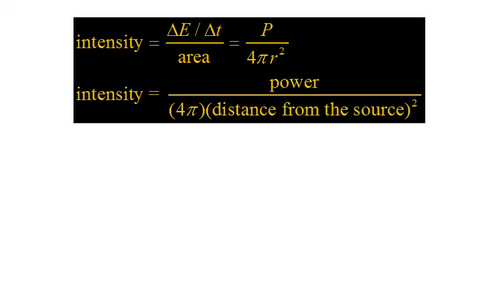So we take that power divided by 4 pi r squared, where r is the distance from the source, and power is in watts. And so we end up getting intensity in watts per meter squared. This E over T represents energy in a period of time. That's just how much energy is pumped out of a sound source in a period of time.